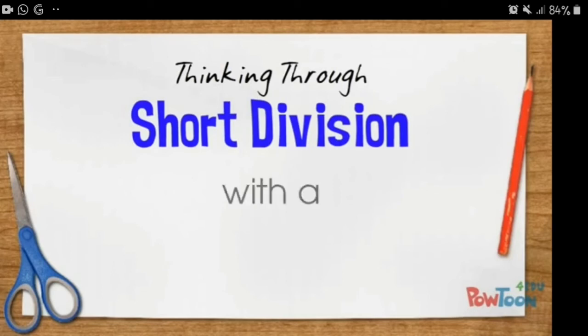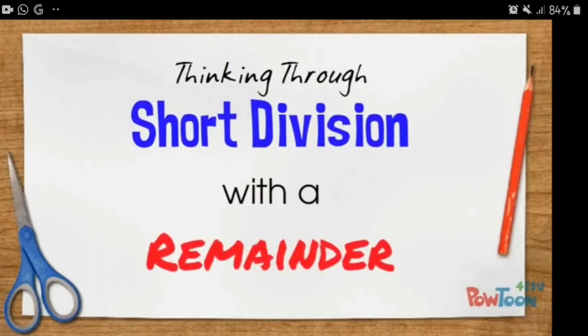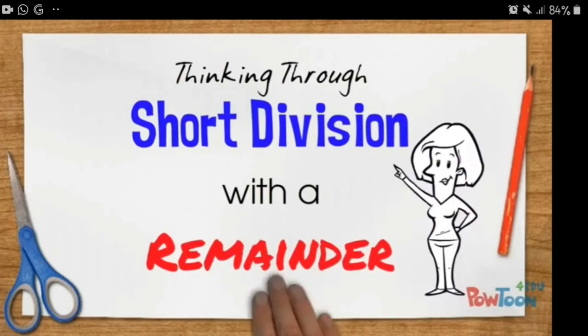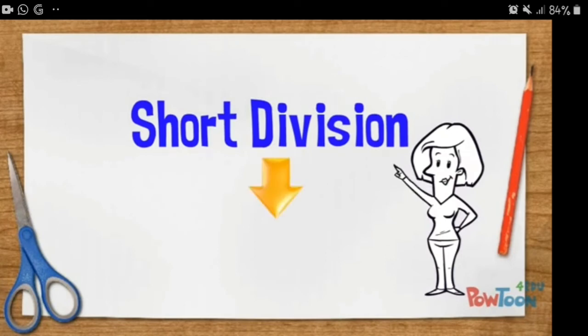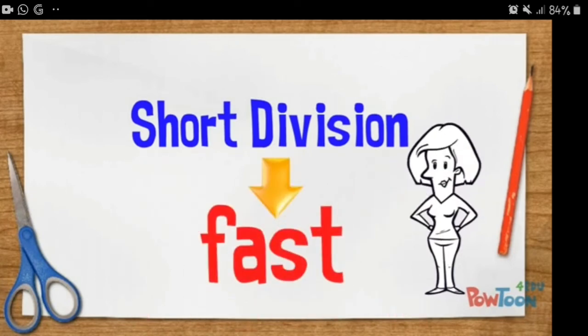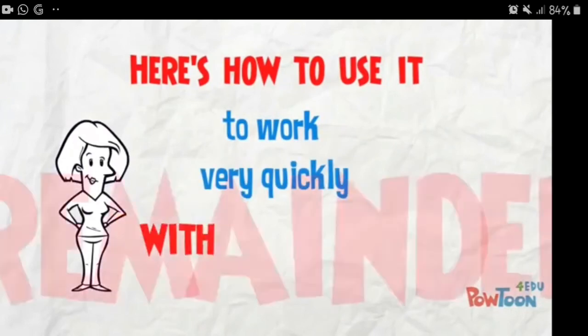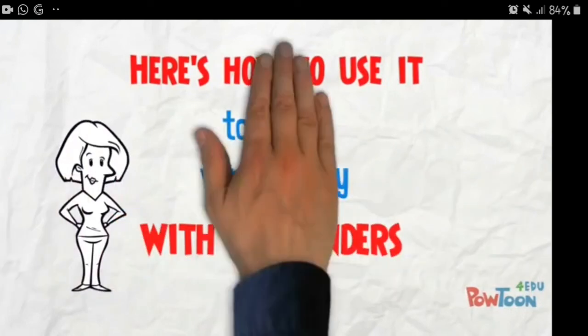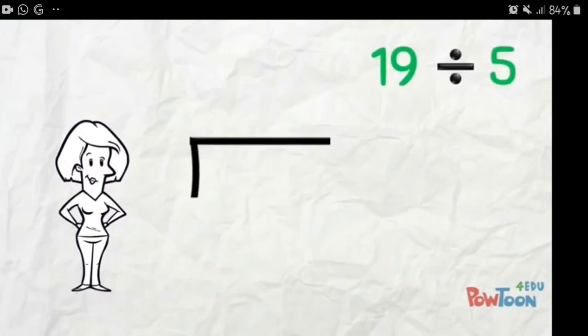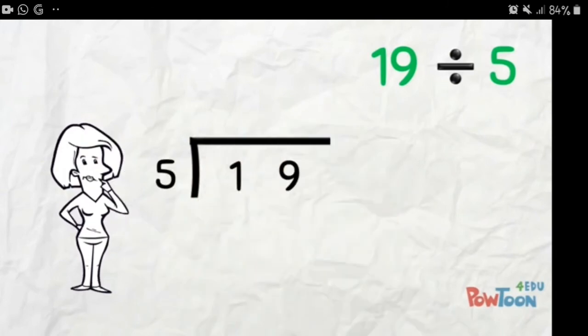Short division with a remainder. Short division is my go-to method because it's fast. Here's how you can use it to work very quickly with remainders. Let's start with a nice small one. 19 divided by 5. I'm going to take you through all my thinking as I work out the division problem.